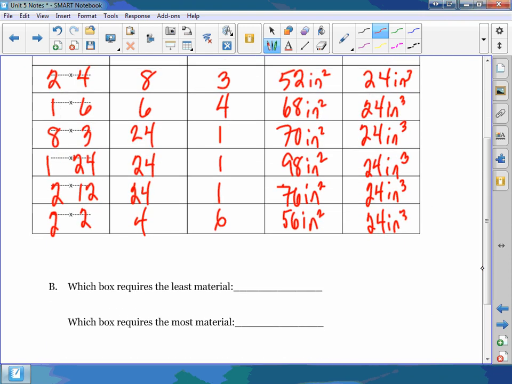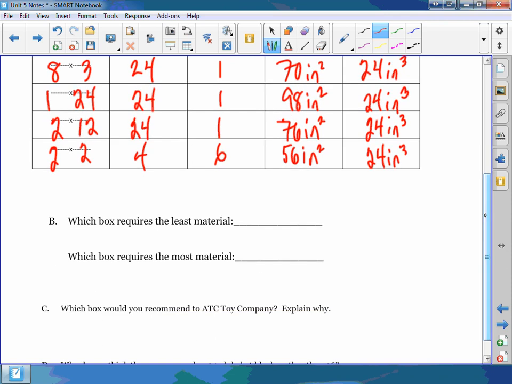Now this next question caught some of us off guard a little bit when it says which requires the least amount of material. A lot of you looked at that and thought, well, I see over here that the volume is the same on all of them, so wouldn't it be the same? The answer to that is no, because we're not looking at the volume. Why are we looking at the other measurement here, the surface area?